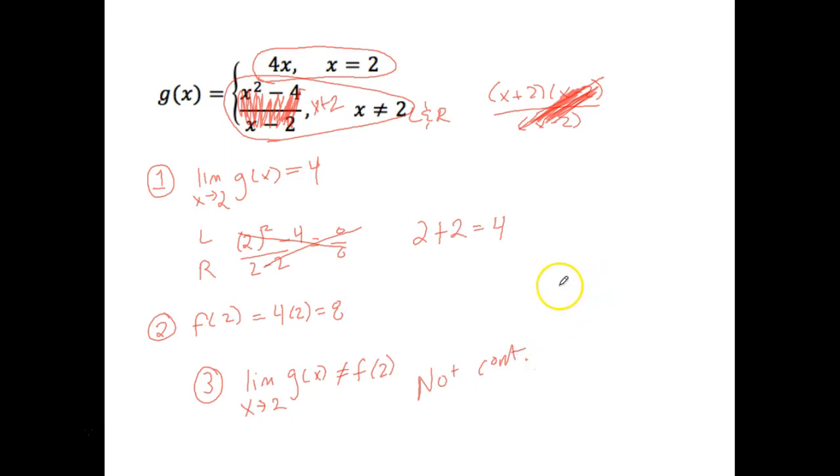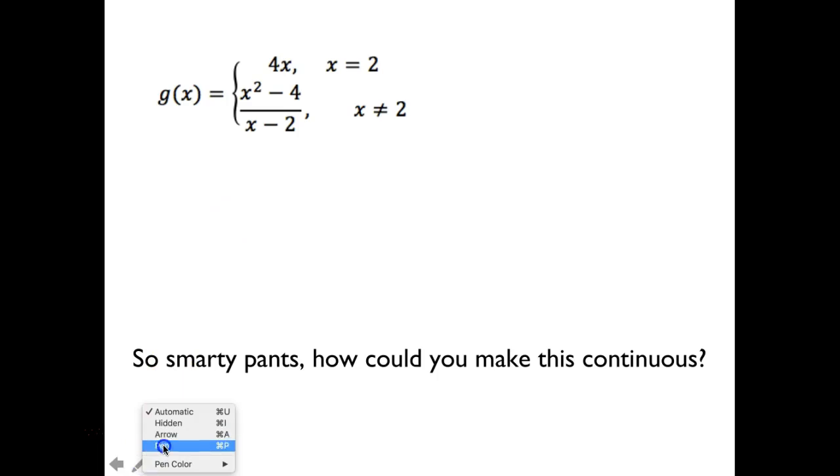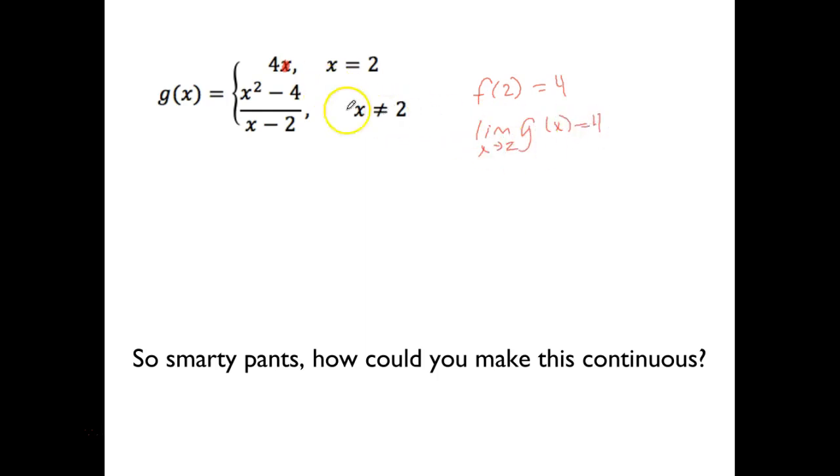Okay, that's it. Oh, sorry. There is a little bit more. So, how could you make it continuous? Well, I can make it continuous by making the limit and the point equal each other. So, to make them equal to each other, how about we just get rid of this x? Oh, let me go back to this. If you get rid of that x, that makes the point f of 2 equal to 4, just like the limit as x approaches 2 of our g of x function was equal to 4. And then that would make it continuous by just switching this function from 4x to just 4.